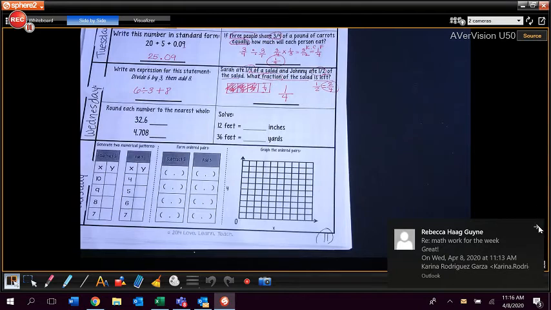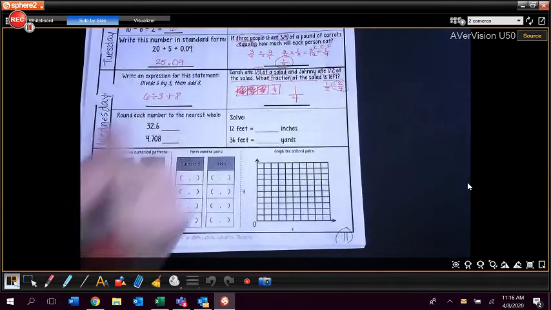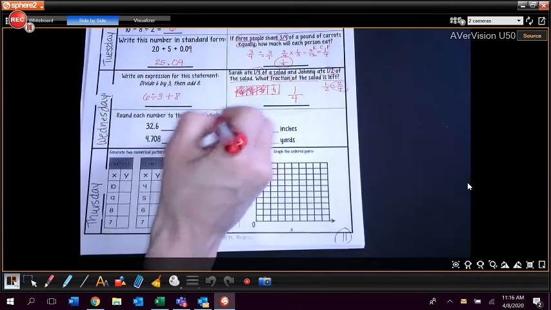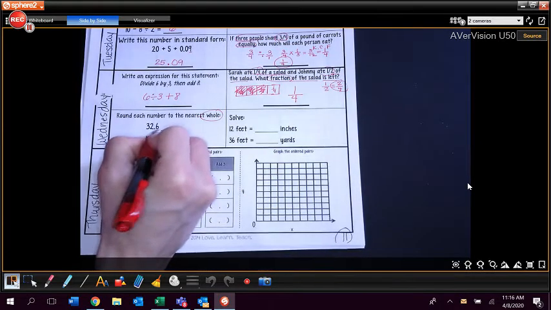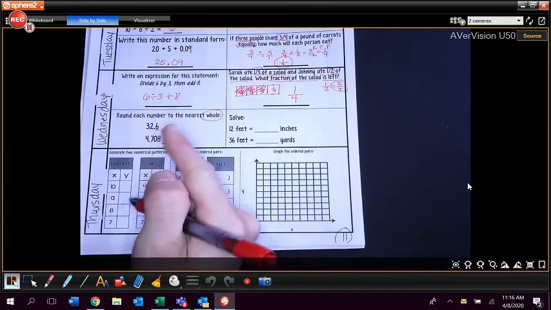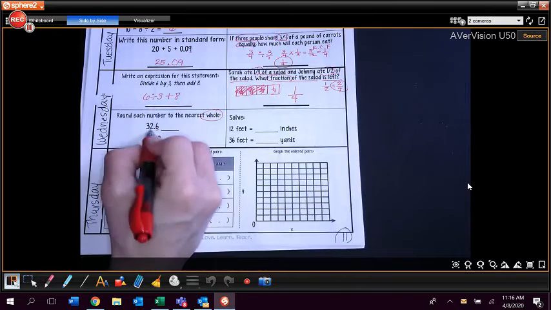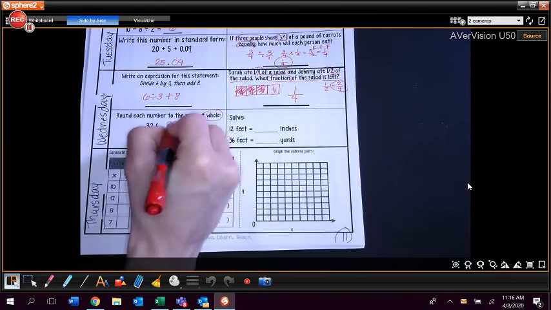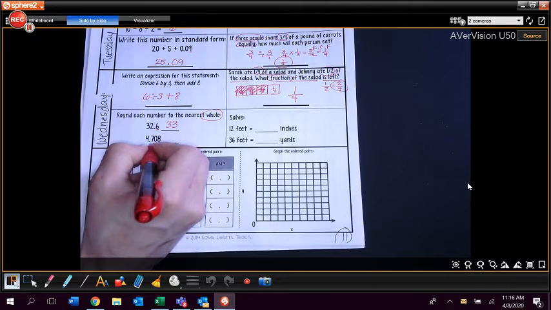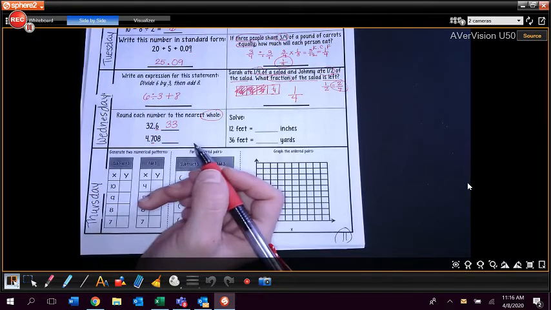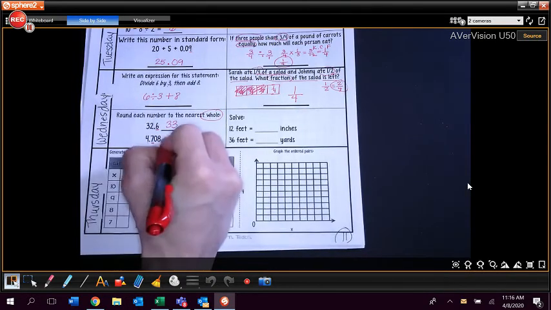Next we have round each number to the nearest whole. Remember, the nearest whole. So here this number goes over 5. So remember, we go to the next number, which would be 33. And for this one, we're going to look at the 7. Remember, if it goes over 5, it means we go on to the next whole. So our next whole would be 5.